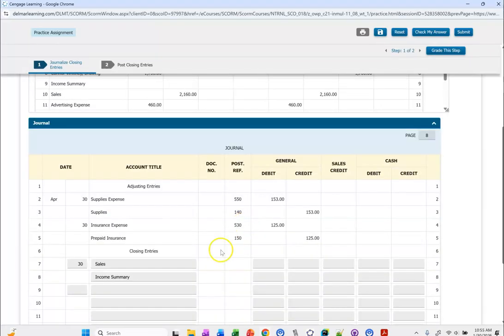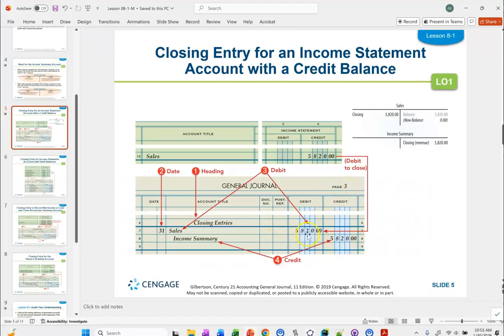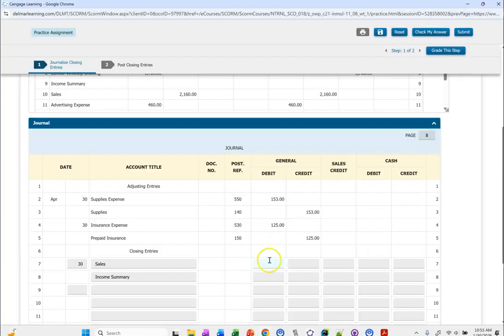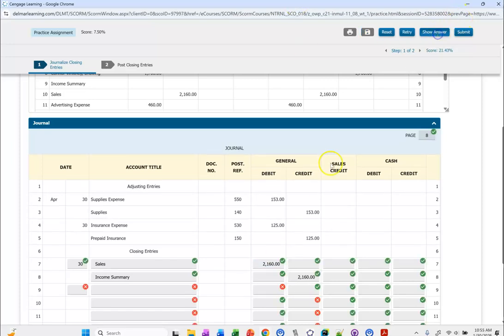2160. And if I go back and look, the sales was debit and then credit. So I'm going to do 2160 as a debit and then 2160 as a credit. Is everybody okay there? And if you want, we can hit the check your answer and everything looks good so far, right?